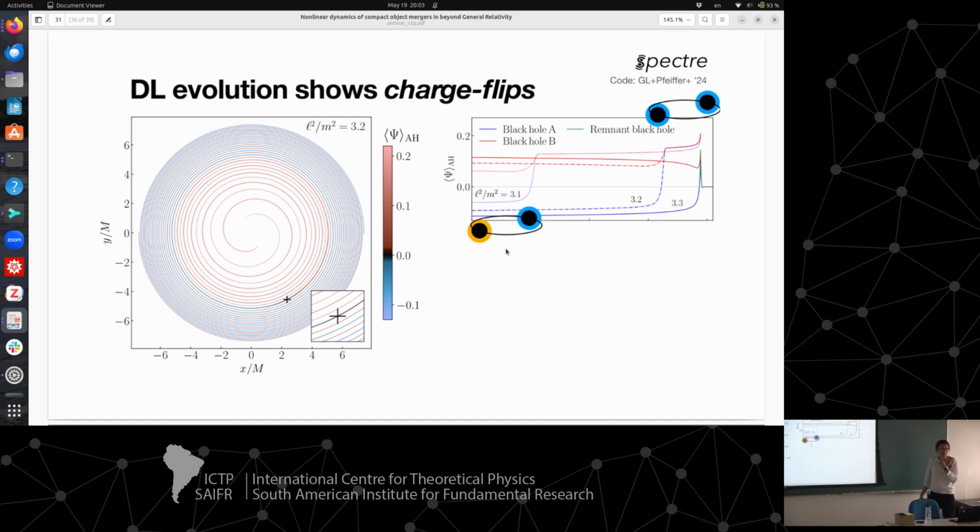So this is the plot of the scalar field on the apparent horizon as a function of time, the evolution of the scalar charge. And here you can see the orbit. It's hard to see here, but there are two colors at first because there's a positively and a negatively charged black hole. But then past a certain separation, which is this cross here, there's only one color because both black holes have the same charge.